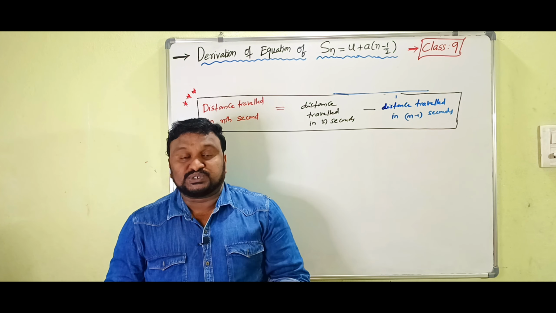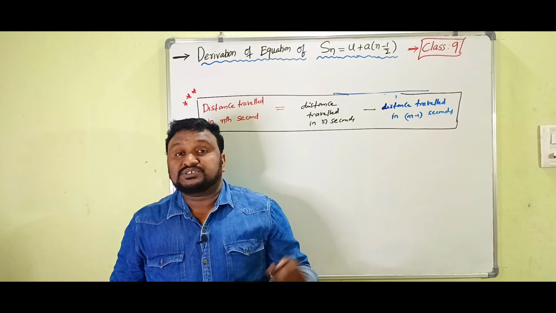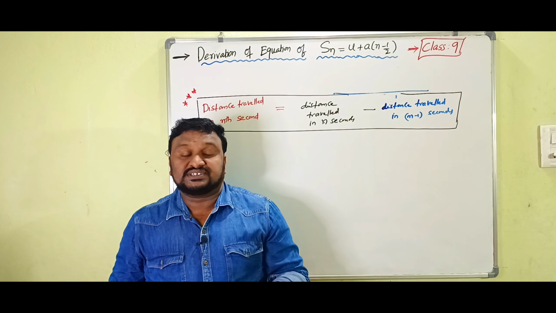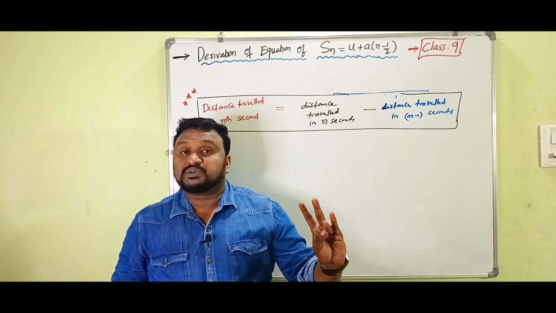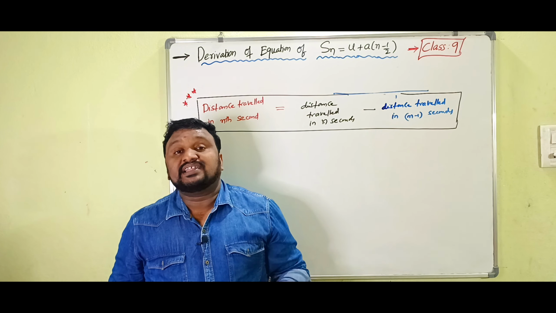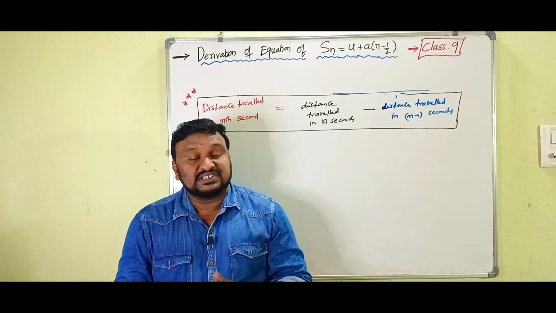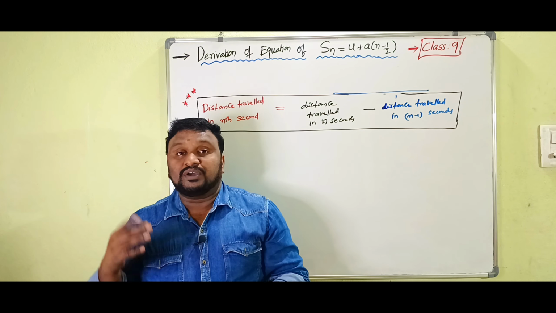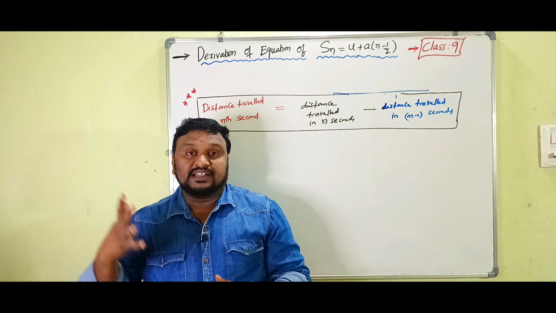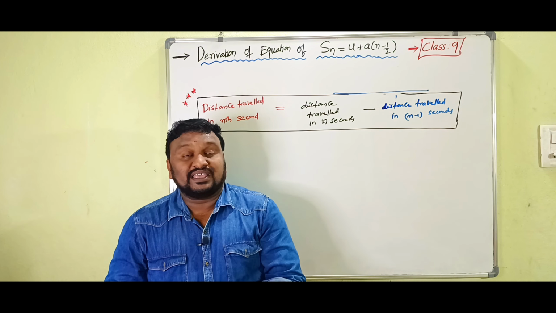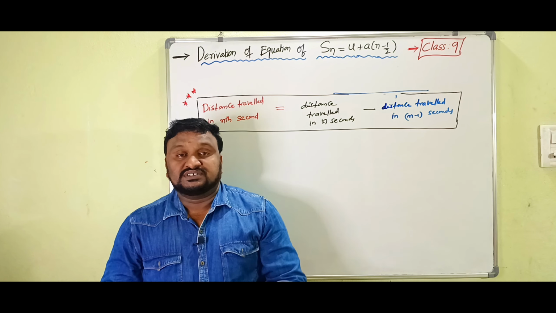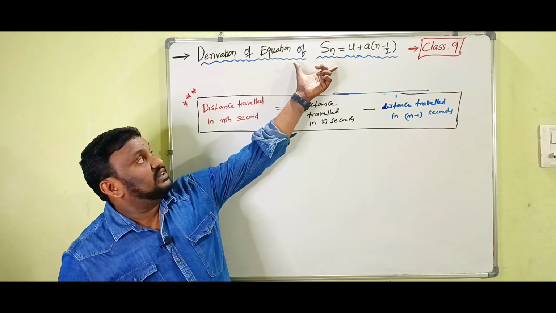In previous videos we discussed the derivation of three equations of motion: v = u + at derivation, s = ut + ½at² derivation, and v² − u² = 2as derivation. In this video we are going to discuss another equation of motion, that is Sn = u + a(n − ½). That is what we are going to discuss in this one.